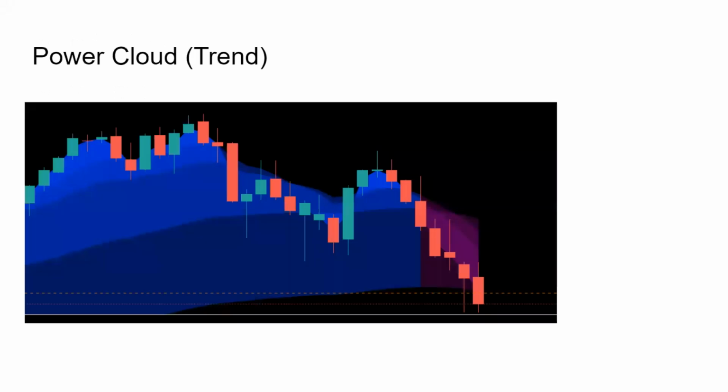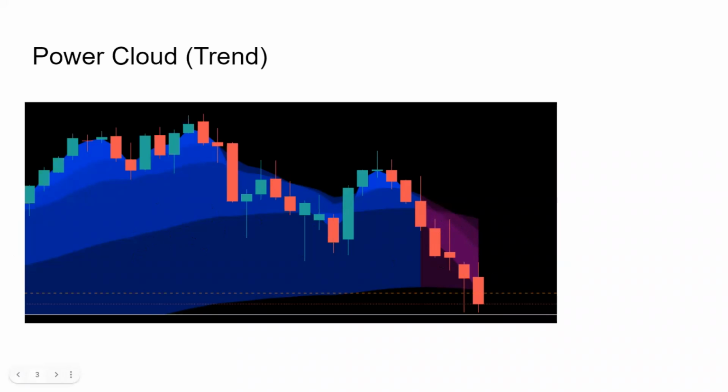All right, so let's go ahead and get started. Starting with the indicators and explaining what we have in the indicators. The first indicator is the power cloud. And the power cloud shows you the trend that we're currently in. You can see on the image here, we have a blue cloud, and then it switches to a purple cloud. The blue cloud indicates that the trend is up, and then it switches to purple, indicating that the trend has switched to down.